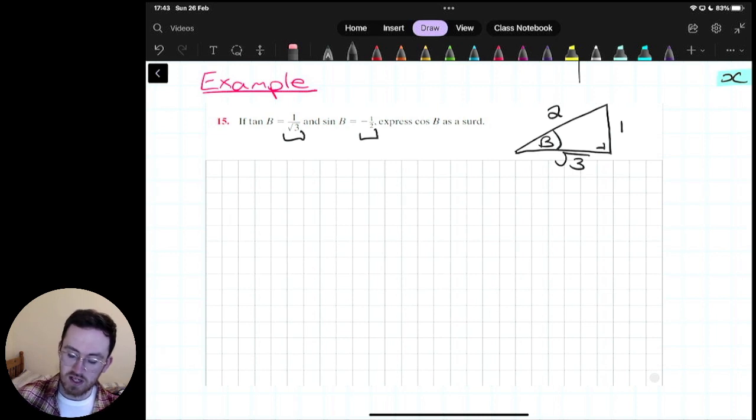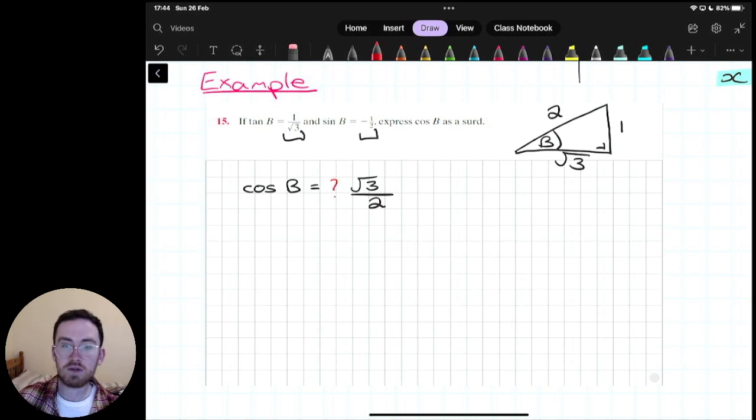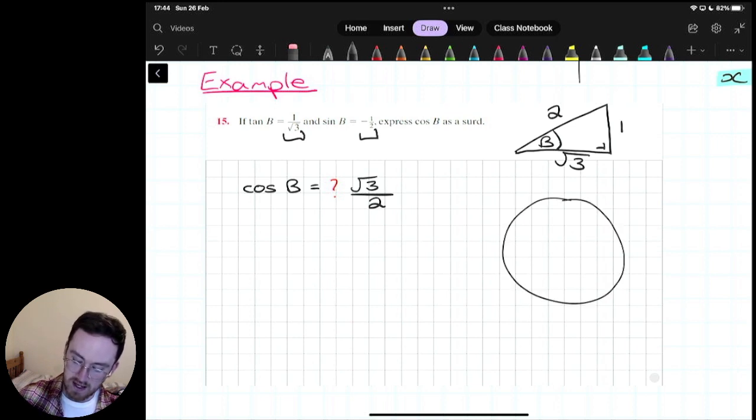So let's make a guess at what it could be. We know cos of b is going to be my adjacent, which is root 3, over my hypotenuse, which is 2. Now the thing we have to be careful of is the sign. Is it going to be positive or negative? And how can we check? Well, we can look at the value of tan and the value of sine.